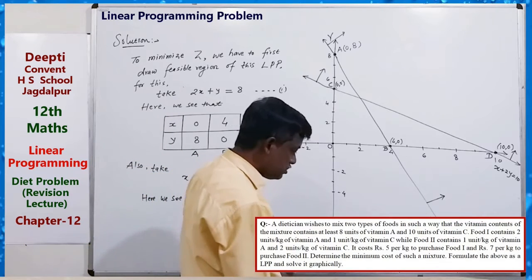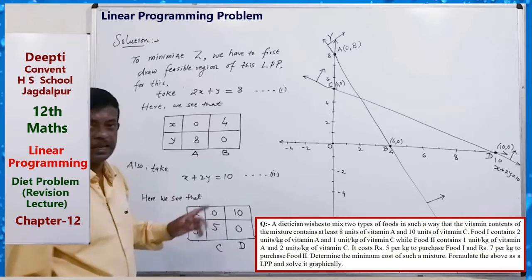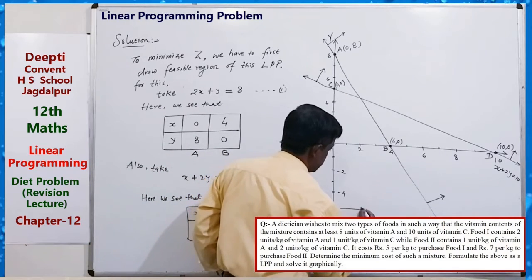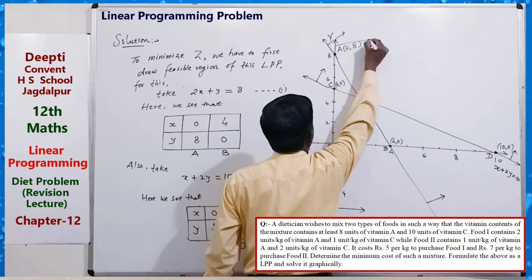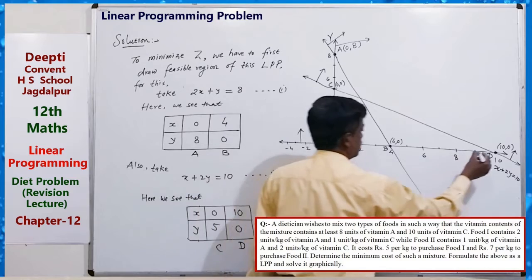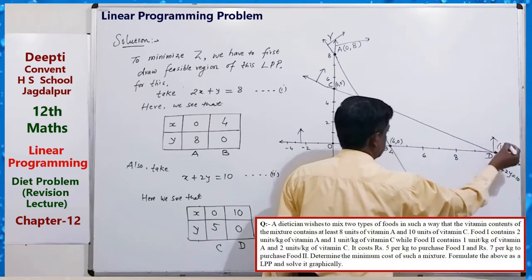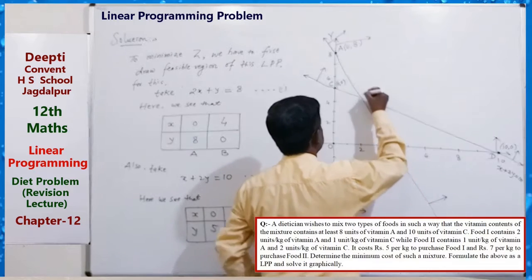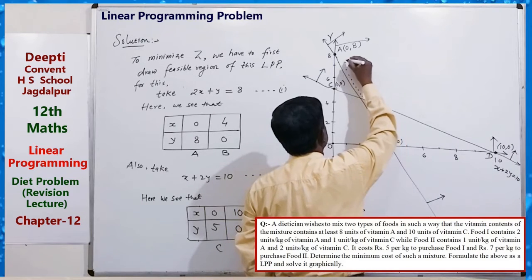Now, our shaded region. Here x is greater than or equal to 0. That is, this is x greater than or equal to 0. That means this side. And y is greater than or equal to 0. That means this side. That is in this part. So this is our region.